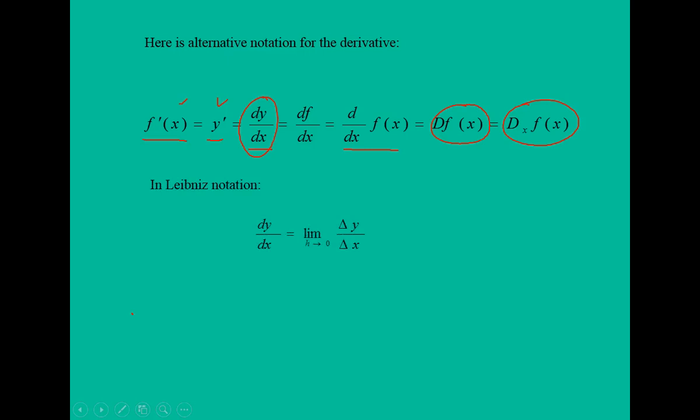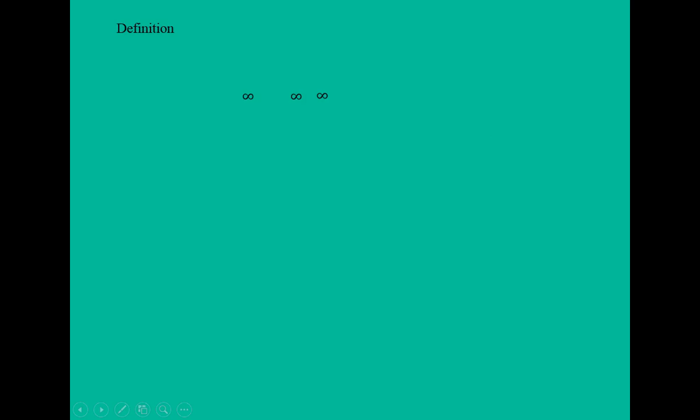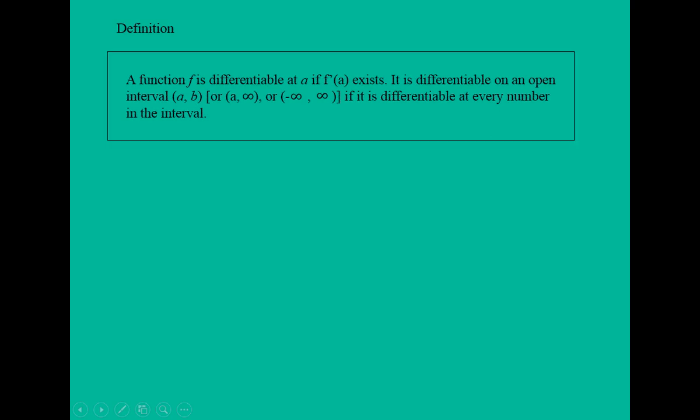So there's our Leibniz notation. A definition. A function f is differentiable at a if f prime of a exists. It is differentiable on an open interval (a, b) if it is differentiable at every number in the interval. So that word differentiable means we can find the derivative at a particular point. It's differentiable.